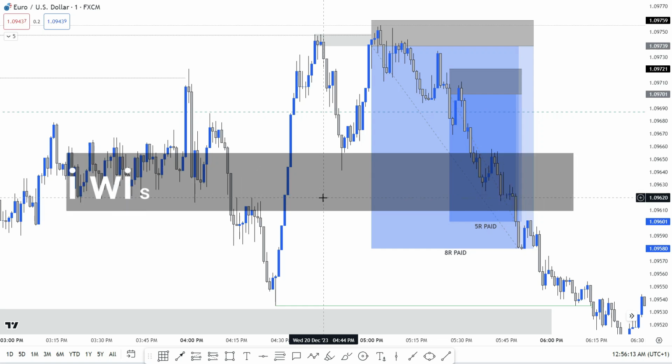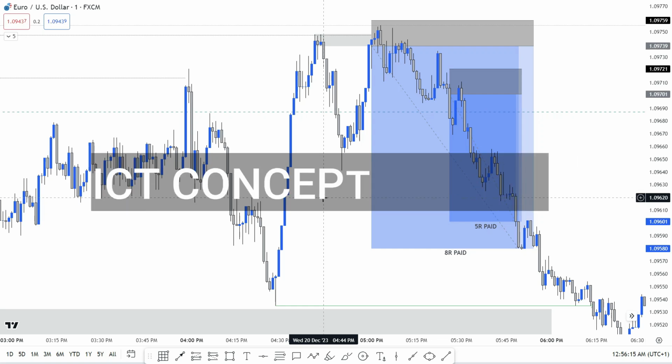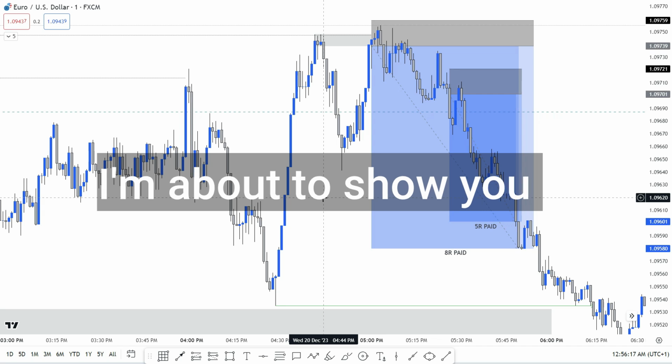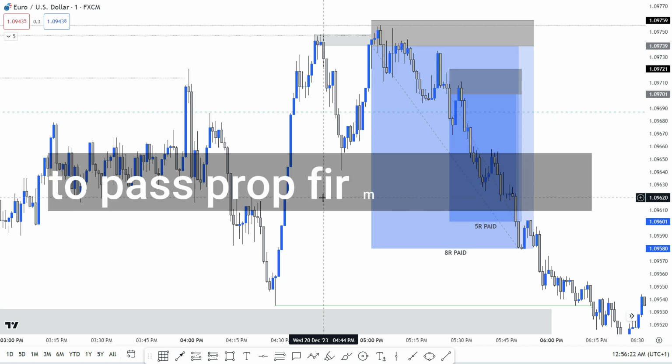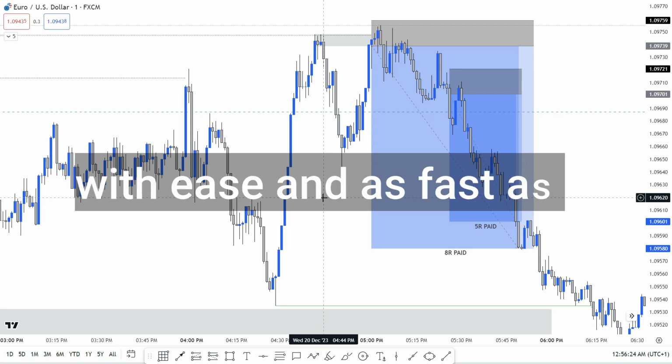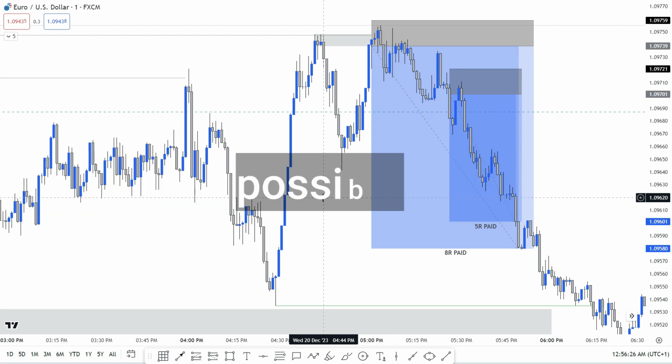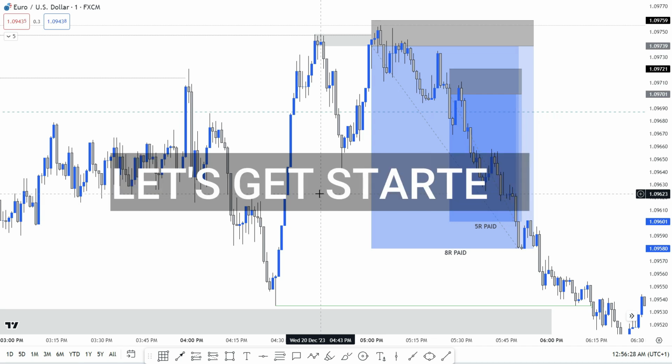There is one thing I wish I knew earlier as an ICT concept trader. I'm about to show you a top secret that will help you pass prop firm challenges with ease and as fast as possible. It's simple. Let's get started.